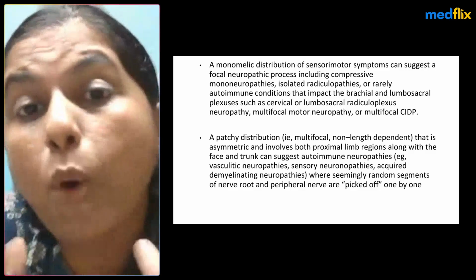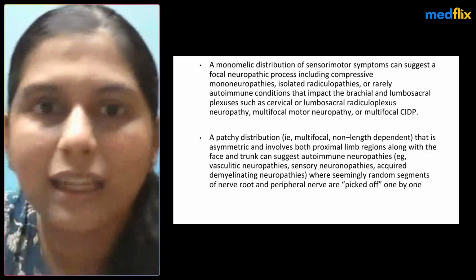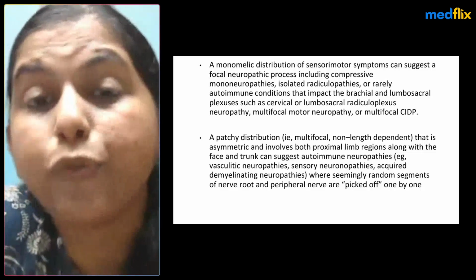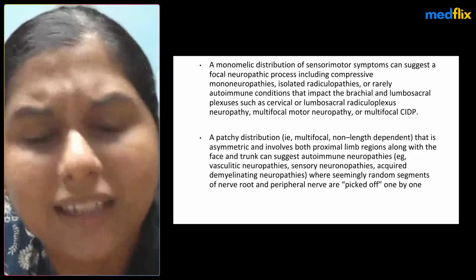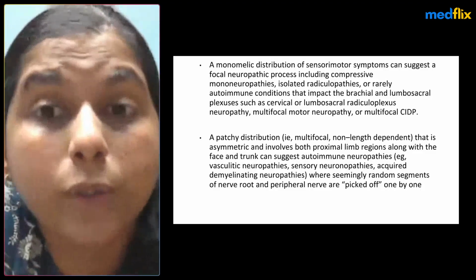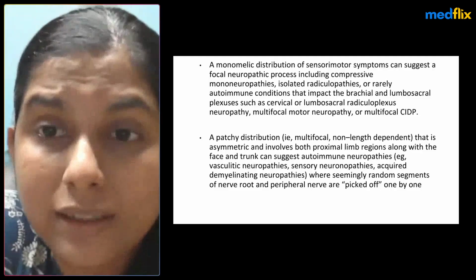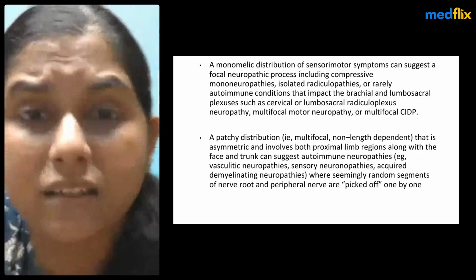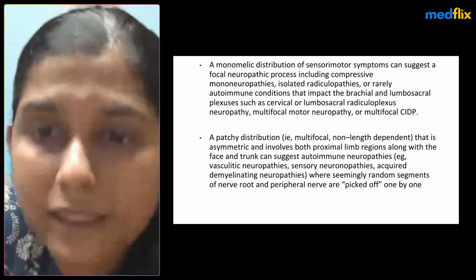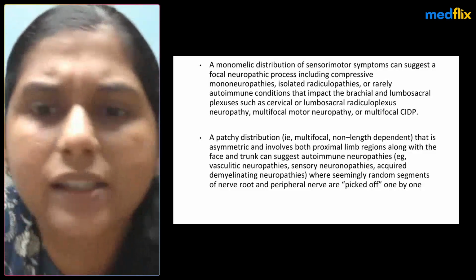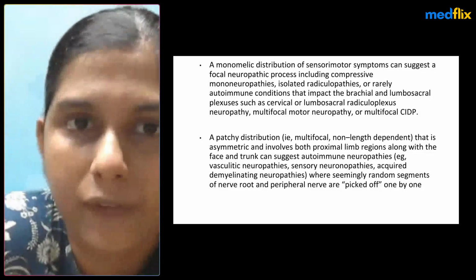Now, when we see a monomelic distribution of sensory motor symptoms, monomelic representing a single limb, what it suggests is a focal neuropathic process. This can include compressive mononeuropathies, isolated radiculopathies, or very rarely autoimmune conditions that affect the brachial and lumbosacral plexus, like multifocal motor neuropathy or multifocal CIDP. And a patchy distribution, that is a non-length dependent, asymmetric distribution, can involve proximal regions along with face and trunk, and this can suggest an autoimmune neuropathy as well, where random segments of the nerve root and peripheral nerve are picked off one by one.